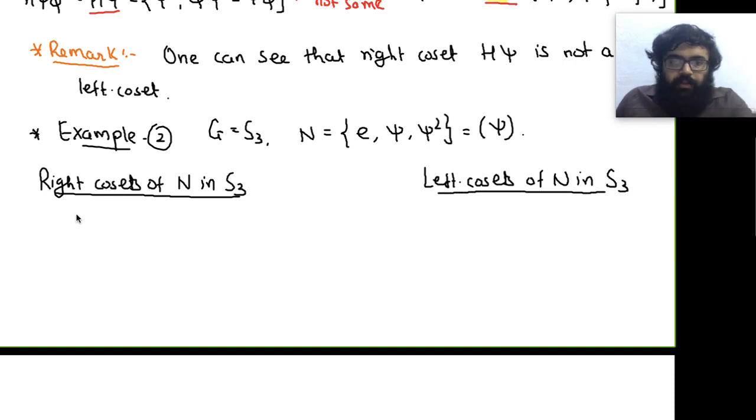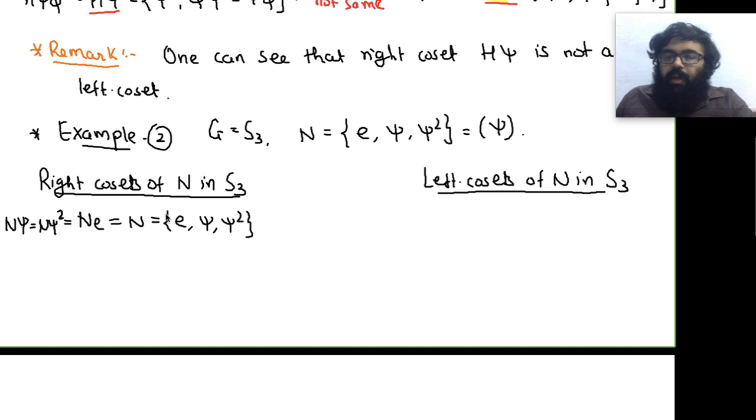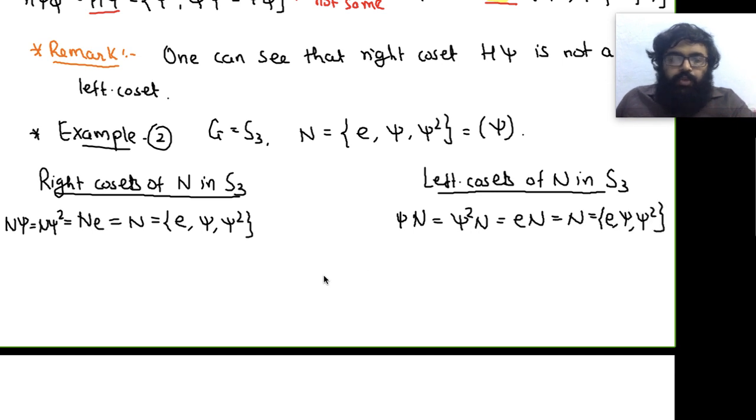Okay, so right coset, of course, when psi is there, so first one will be N e equals N equals e psi psi square. Not only this, this is same as N psi and it is same as N psi square. Why? Because psi and psi square are already in N, so it is same. Similarly, left coset also will be same. So we have N psi, psi square N, e N equals N, which is nothing but e, psi, psi square. So we have left coset.